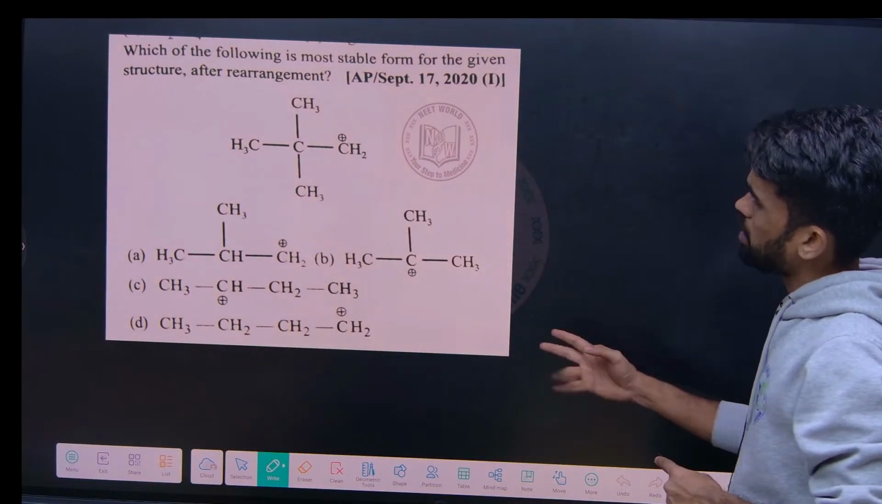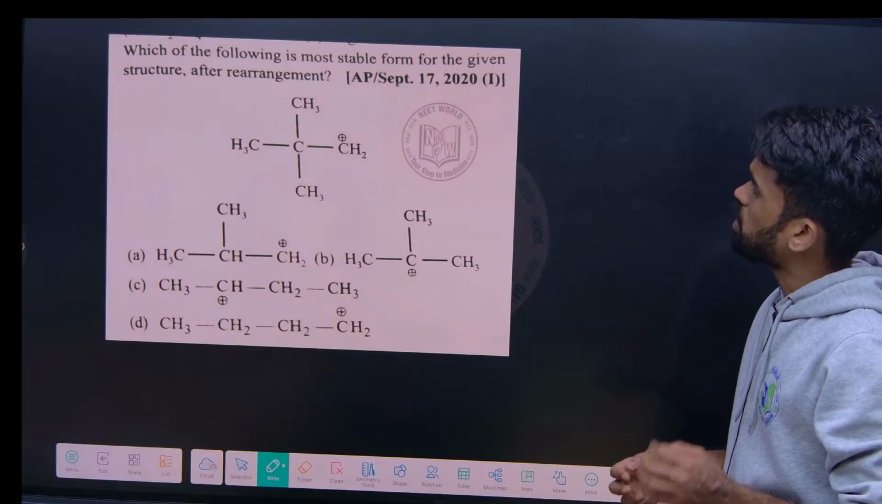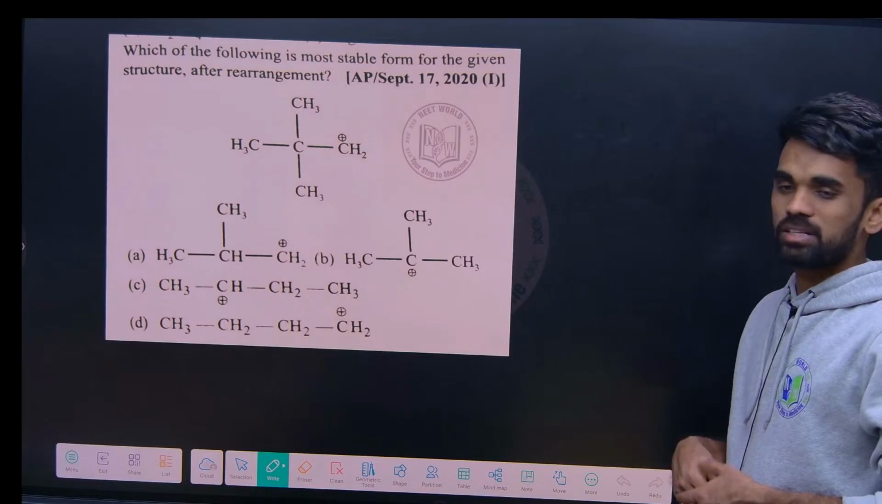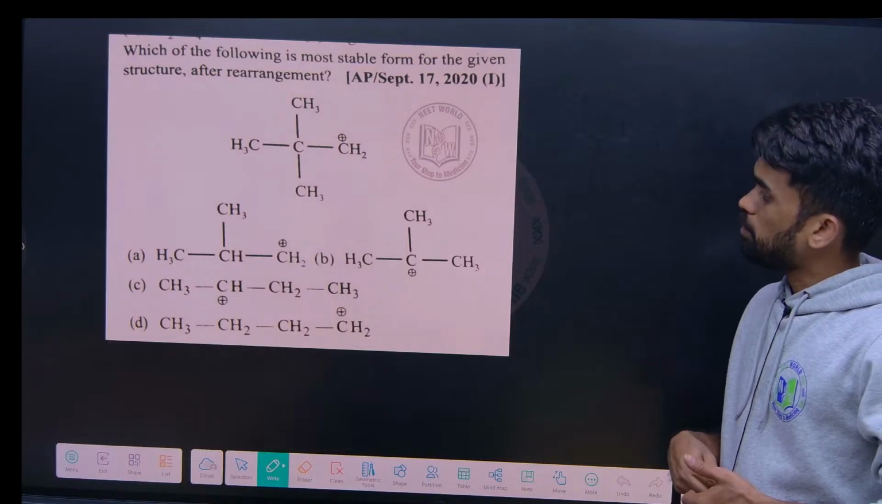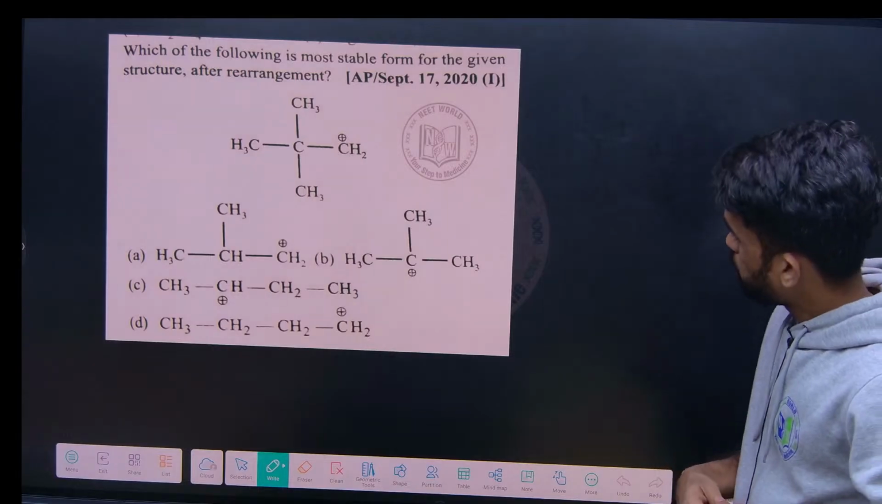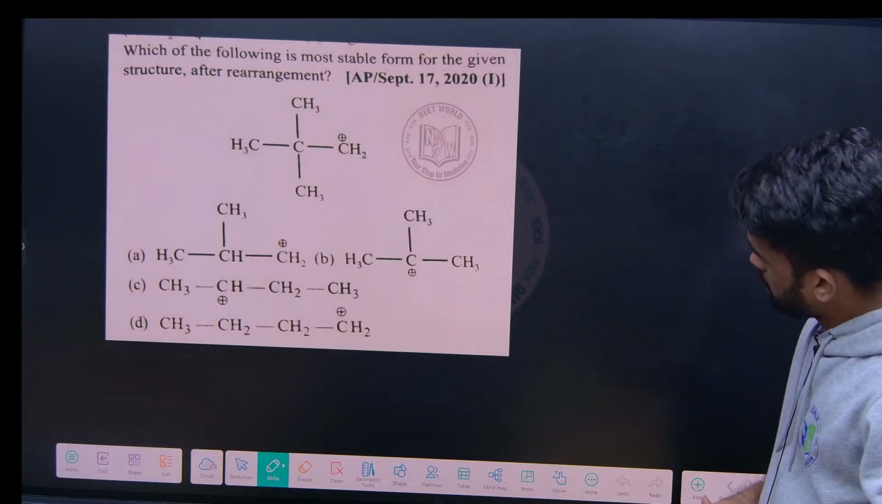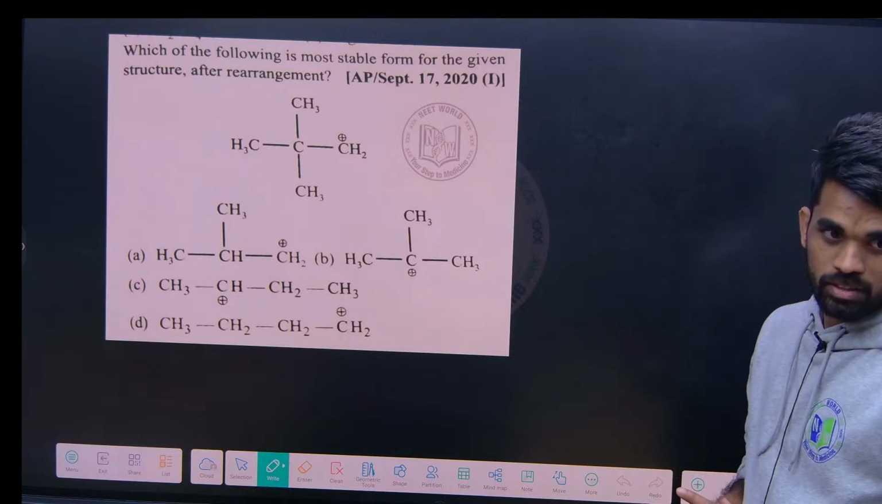Can you try this question? Which of the following is the most stable form of the given structure after rearrangement? So tell me how rearrangement takes place first. Option B. Yes, super. But there is no option for that.